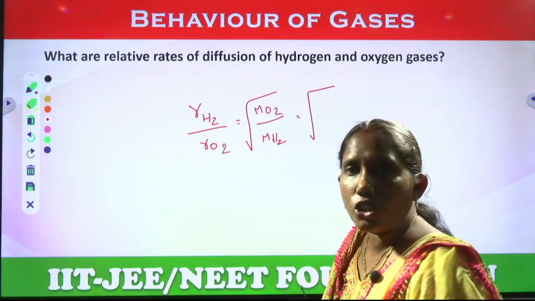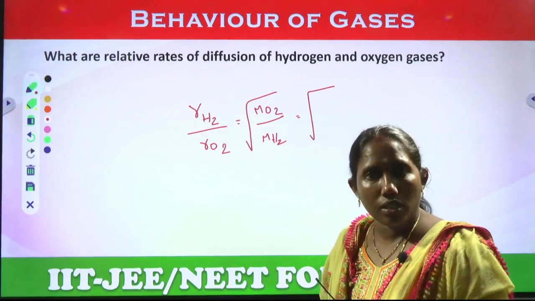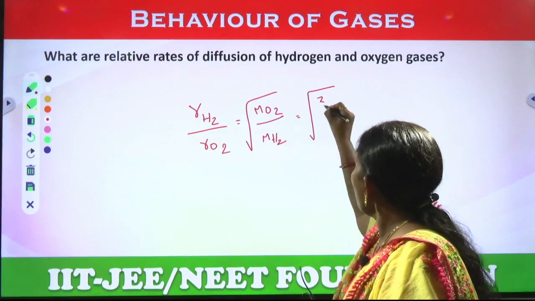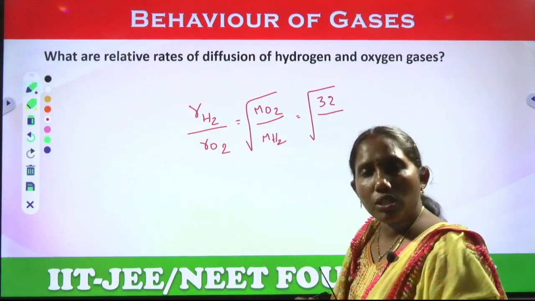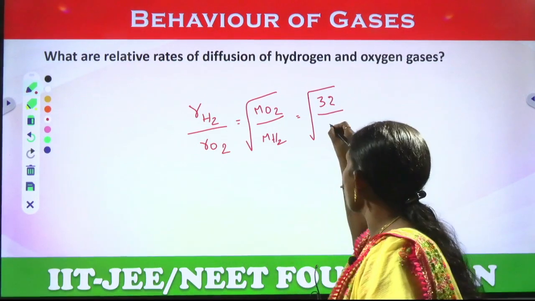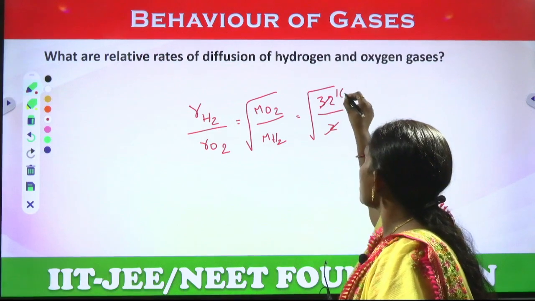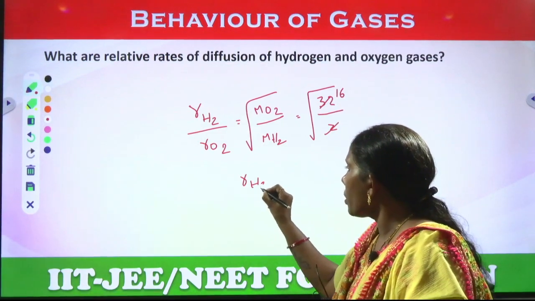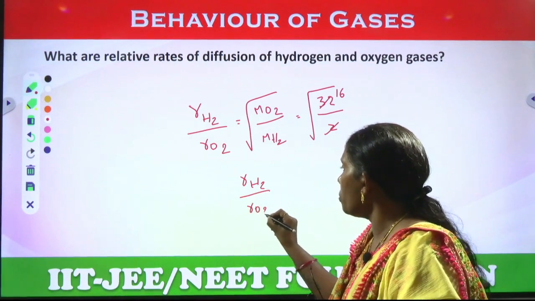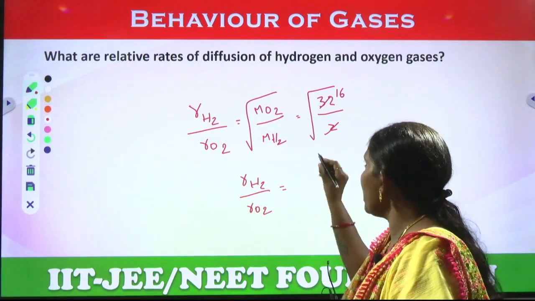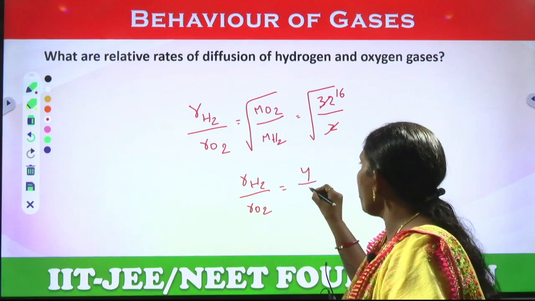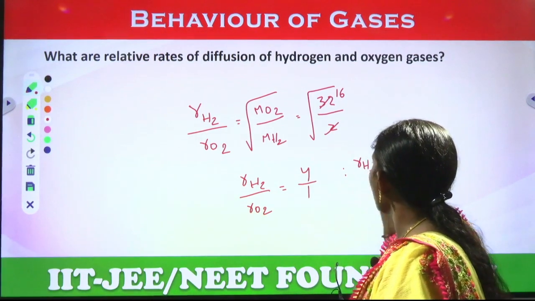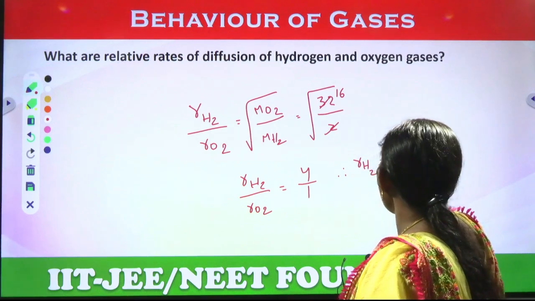The molecular weight of O2 is how much? For one oxygen it is 16. O2 means 2 oxygens, so its molecular weight is 32, and for one hydrogen it is 1, so for H2 it is 2. So 2 16s are 32. So RH2 by RO2 equals root 16, which means 4. So 4 by 1. Therefore RH2 equals 4 RO2.